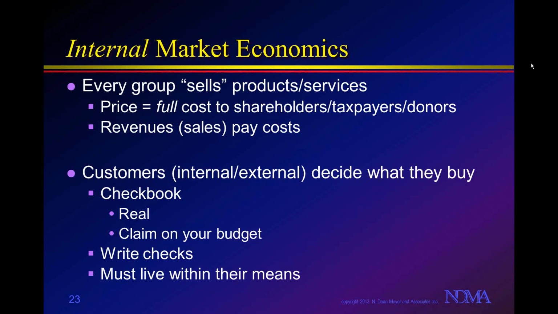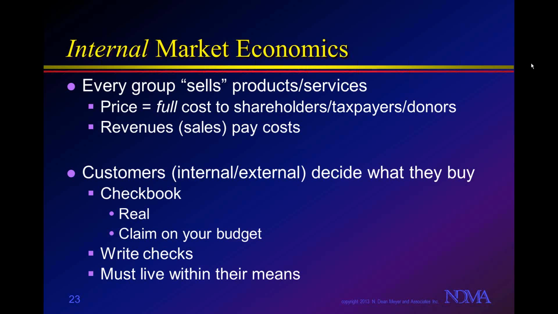We get revenues, we get money, not to pay our costs. We get money to buy our products and services. And it adds up to enough to pay the cost because of the way we calculated the rates. Meanwhile, internally, our customers, whether they're internal to IT or external out there in the business, decide what they buy from us. So they need to own a checkbook, and they need to be empowered to make decisions about what checks to write.